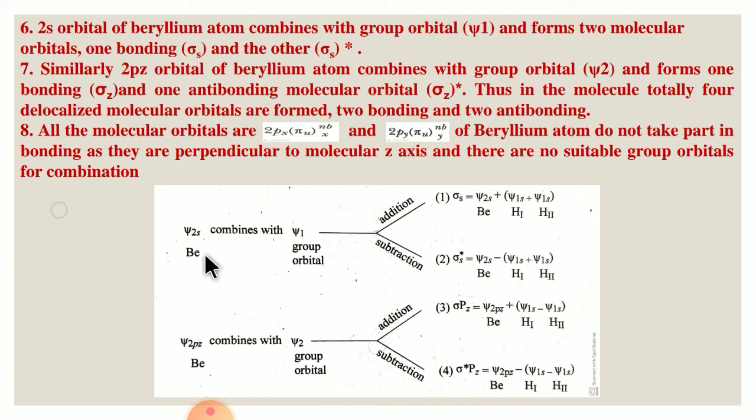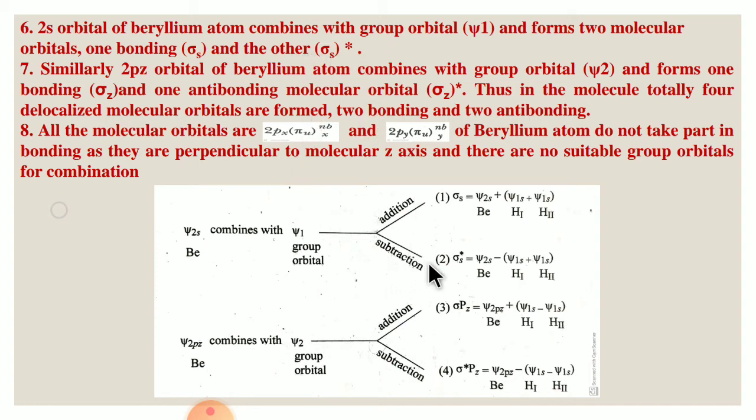Now we can see here the psi 2s orbital of beryllium combines with the psi 1 group orbital. It forms one bonding and one antibonding molecular orbital. This is the bonding molecular orbital, this is the antibonding molecular orbital. In the above point we have already seen the bonding molecular orbital is denoted by sigma s and the antibonding molecular orbital is denoted by sigma s star.